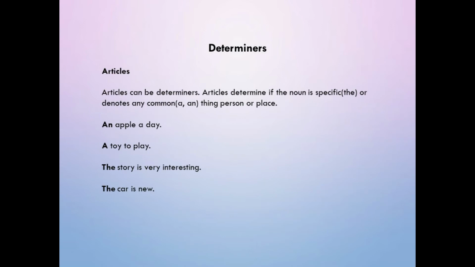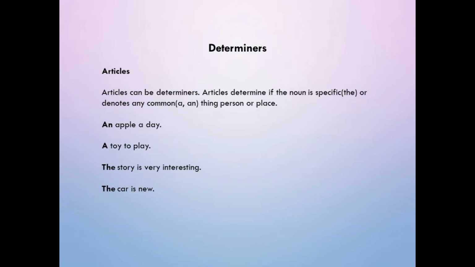The first one that we are going to see is how articles act as determiners in sentences. Articles determine if the noun is specific or denotes any common thing or person or place. இதுக்கு என்ன மீனிங் அப்படின்னா நம்ம definite article யூஸ் பண்றோம் அப்படின்னு தான் மீனிங். Common things denote பண்ண நம்ம indefinite articles தான் யூஸ் பண்ணுவோம் and ஏதாச்சும் specific things denote பண்ண definite article யூஸ் பண்ணுவோம். This is how articles act as determiners in a sentence.